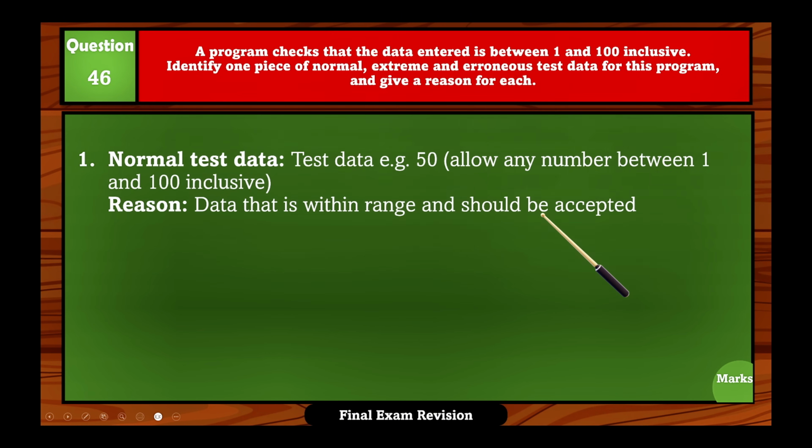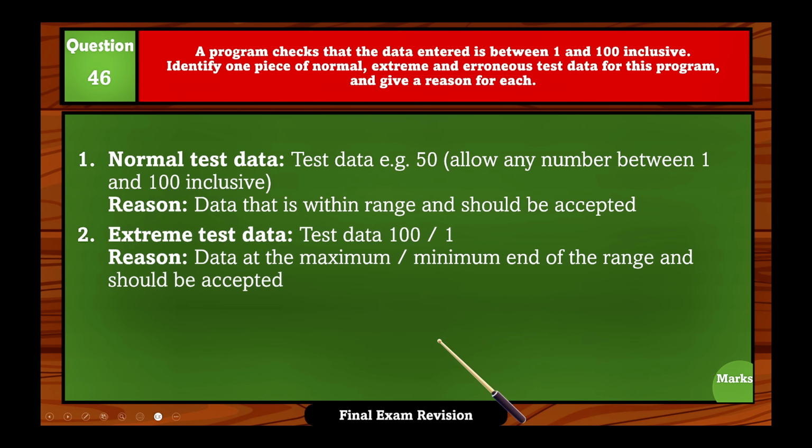Okay, so first one is normal data. Normal test data is, for example, 50, as the program allows any number between 1 and 100 inclusive. And the reason is that data that is within the range and should be accepted is normal data. So 50 is within the range and it should be accepted. Next one is extreme test data. So the example is 101, reason: the data at the maximum or minimum end of the range and should be accepted.